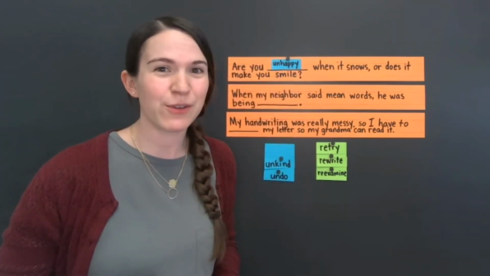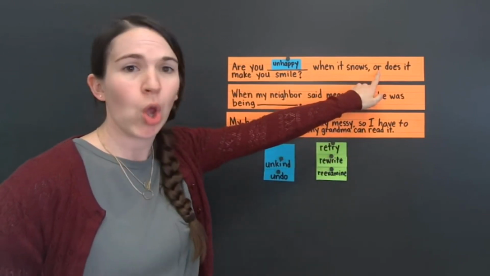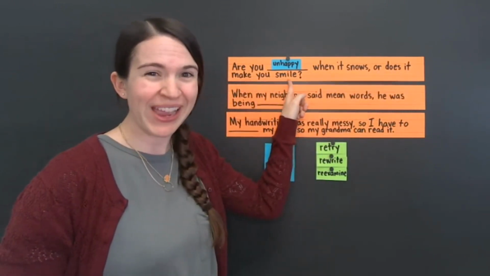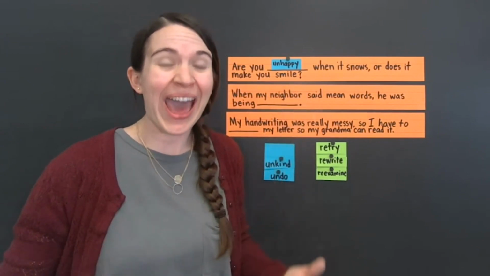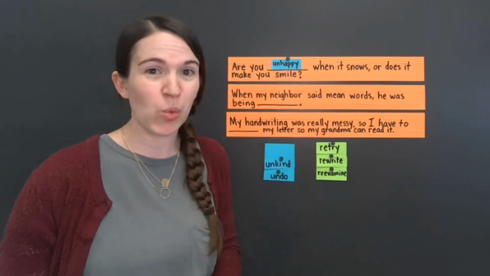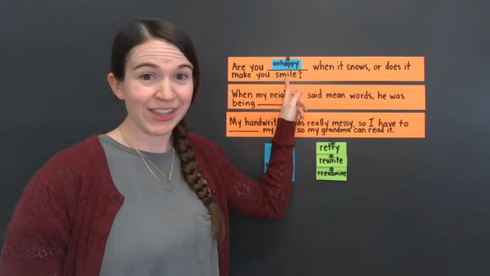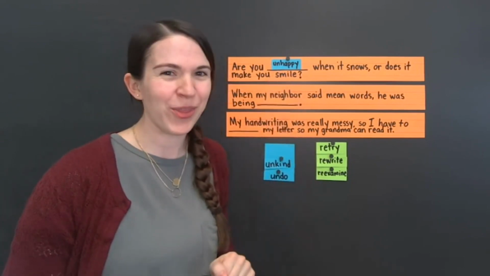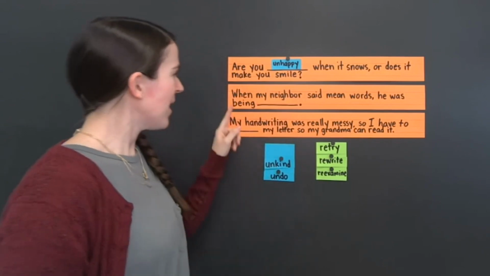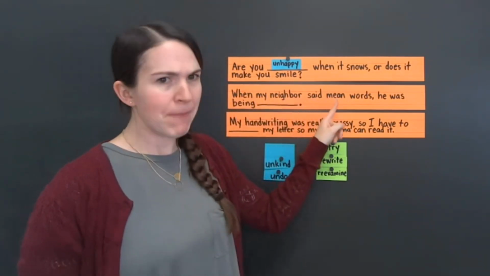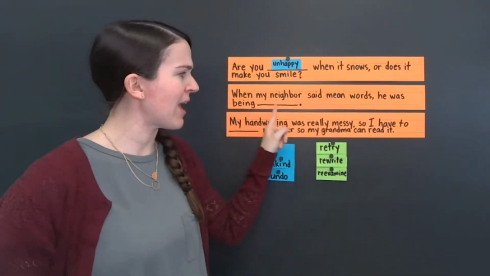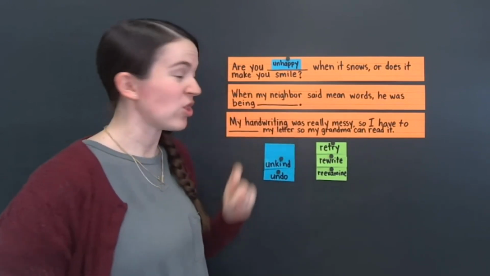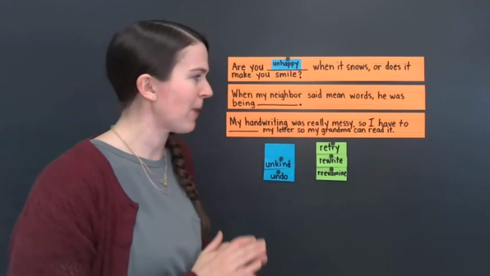If you were listening for clues, you might have heard the word or, which tells you that this part about smiling is going to be the opposite of our missing word. If you're smiling, that's the opposite of being unhappy. Let's try another one now that you're getting the hang of it. When my neighbor said mean words, he was being blank. Listen for clues, and when you think you know the word, write it down on your paper.